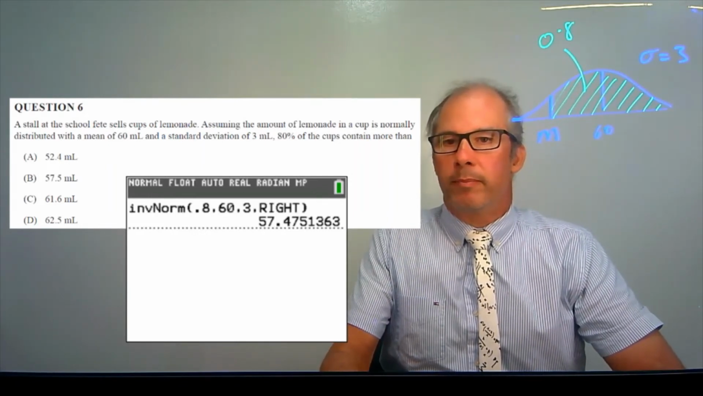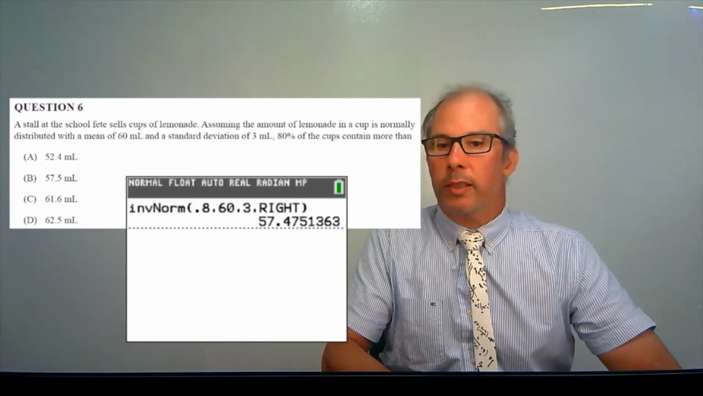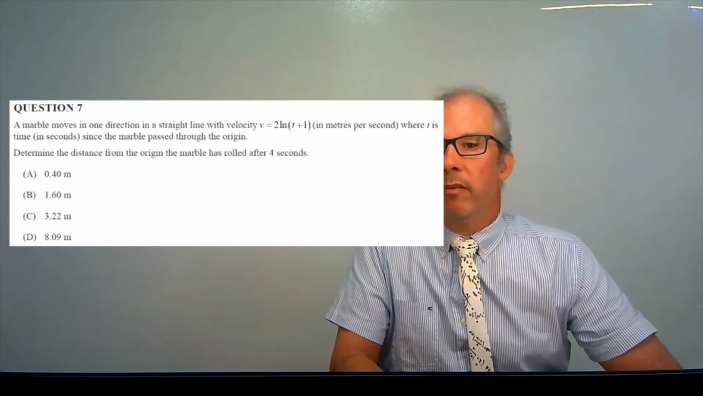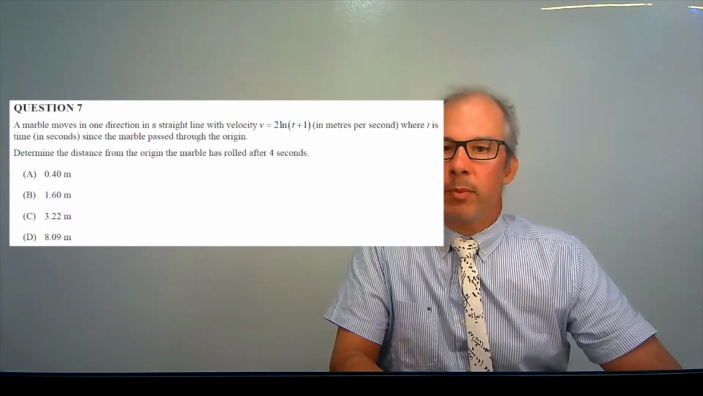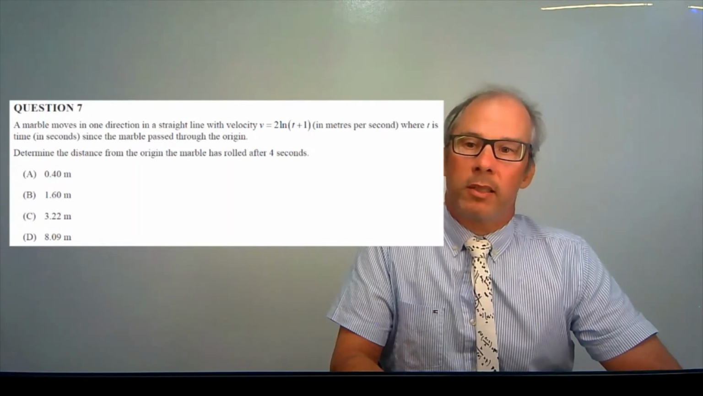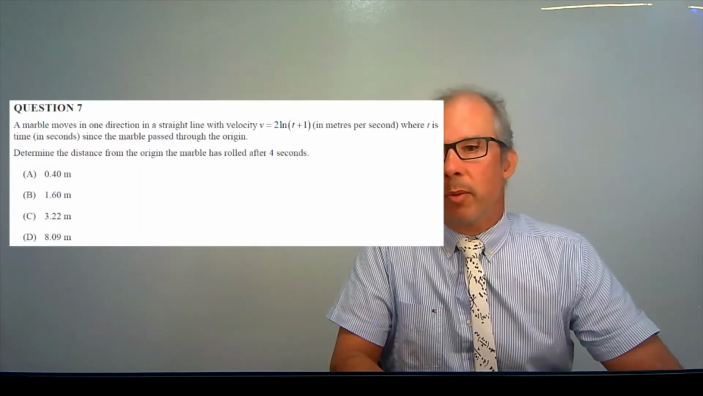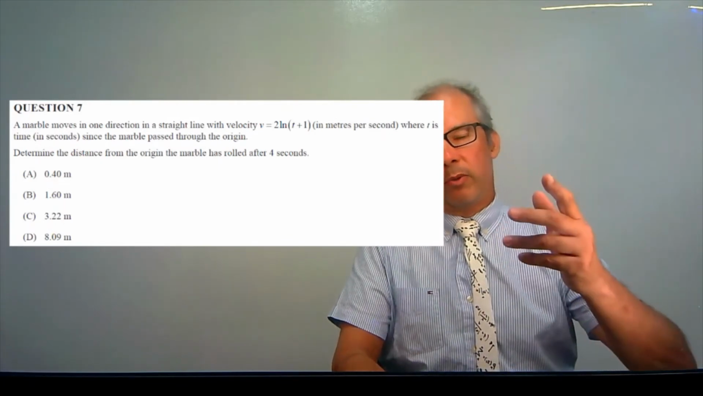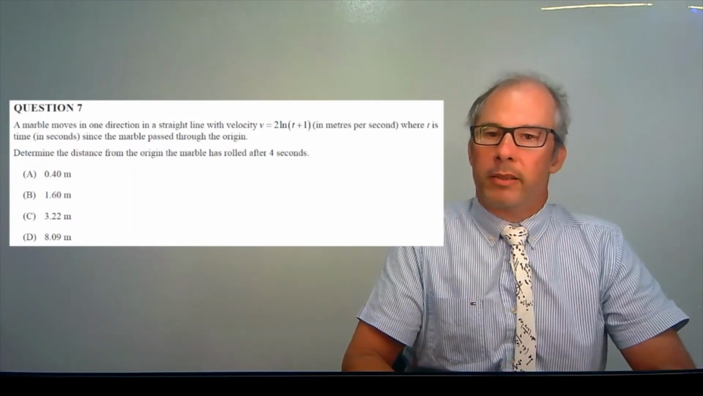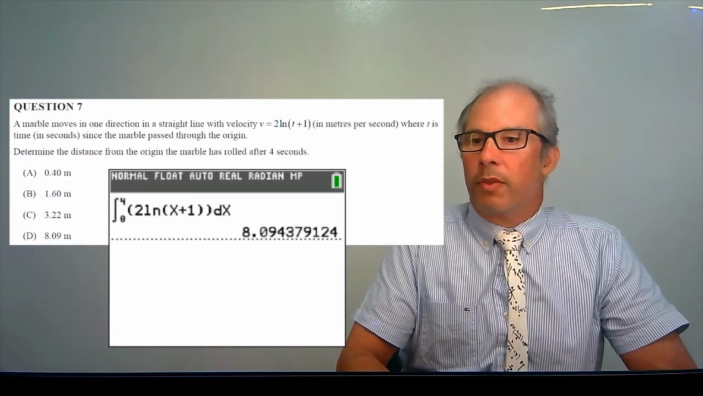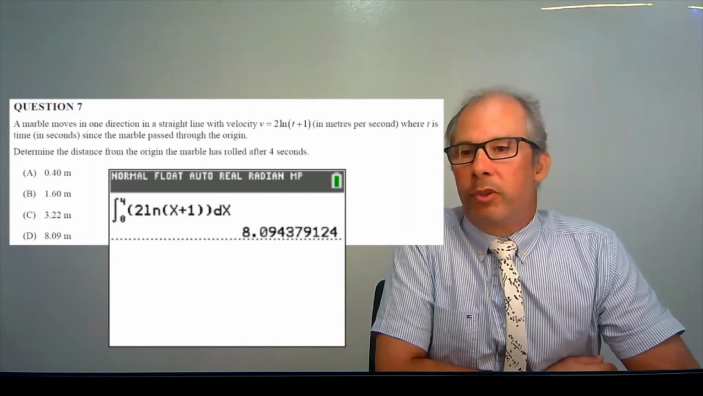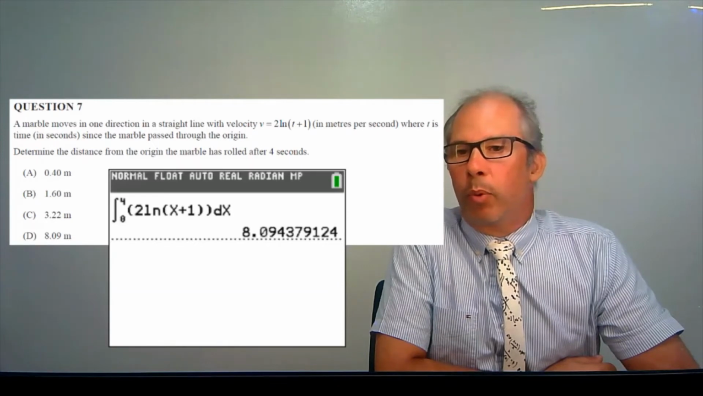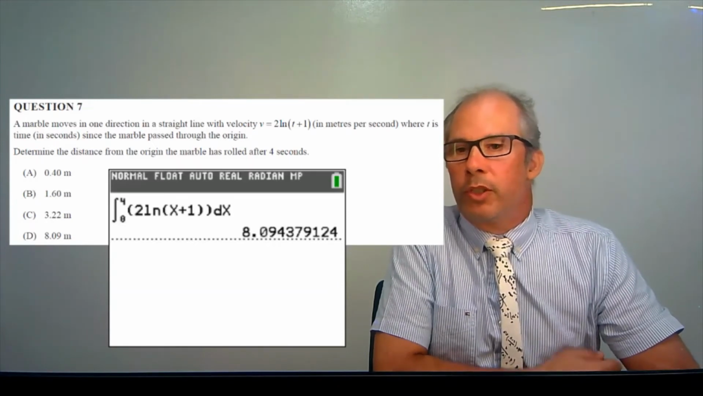Okay, question 7. A marble moves in one direction in a straight line with the velocity v equals 2 ln t plus 1 meters per second, where t is the time in seconds since the marble passed through the origin. Determine the distance from the origin the marble has rolled after 4 seconds. So we can simply take the integral to determine that distance, and this is what it's going to look like. The integral between 0 and 4 of 2 ln x plus 1 dx. My calculator does all the work here, and we get 8.09, which is answer D for question 7.